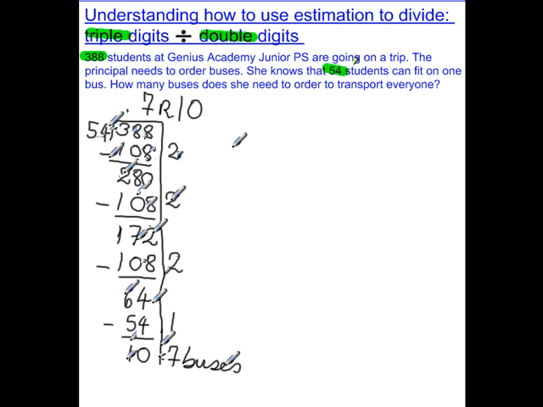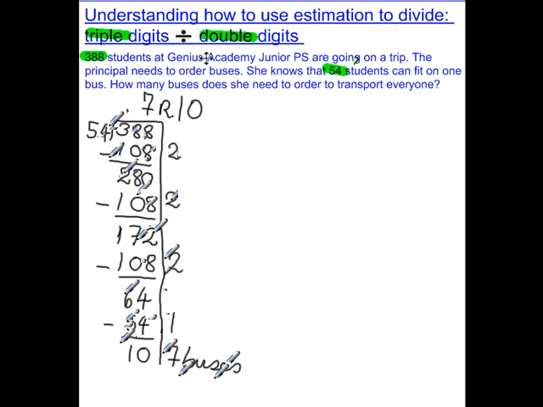Is that an acceptable answer in real life? Do these 10 students get left behind? That's pretty unfair. So it would seem that in real life we would need 7 full buses plus 1 more bus to seat the remaining 10 students. Remember that in real life the remainder must be considered. So in this problem, we're going to have to round up our number of buses to give a practical solution, because the principal does need to ensure that all the students can go on the trip.